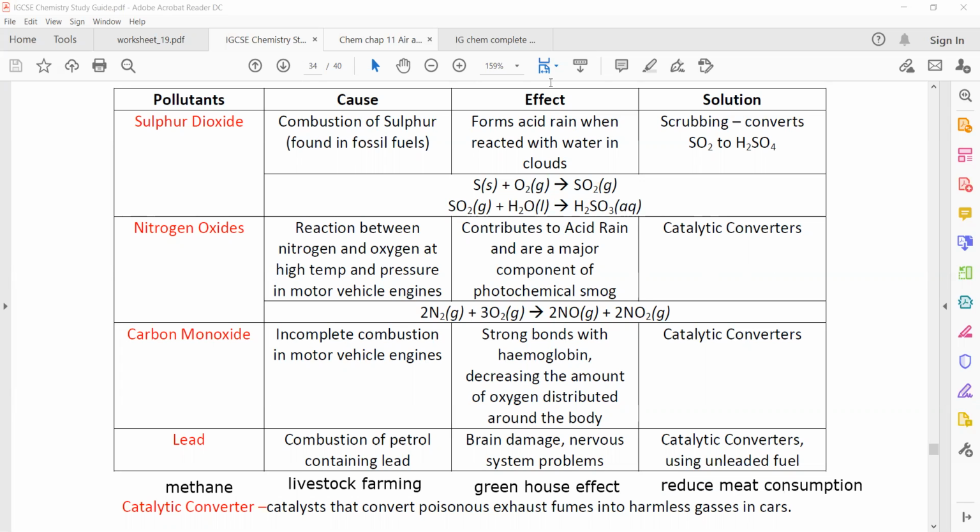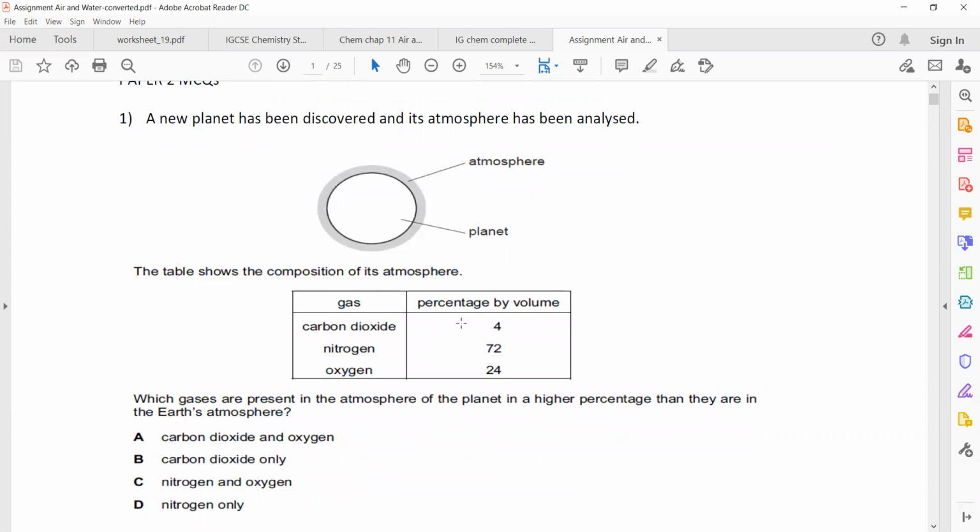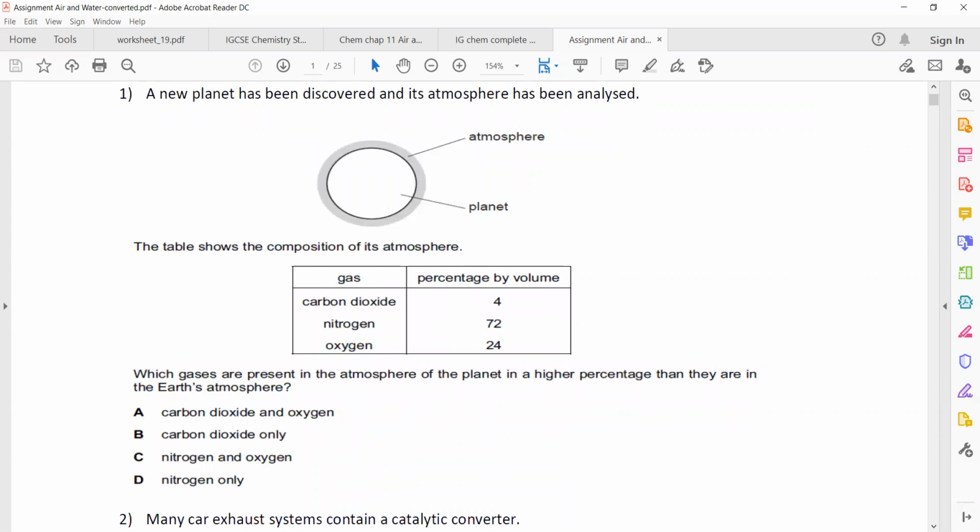So copy this table. Some questions related to air and water. Question number 1. What could be the right answer?